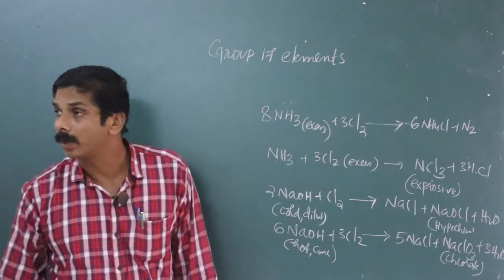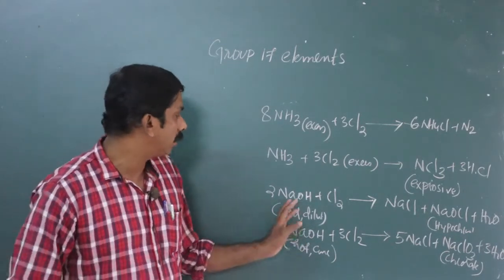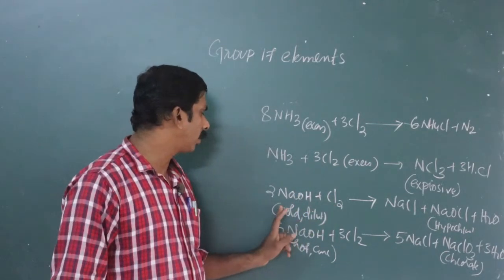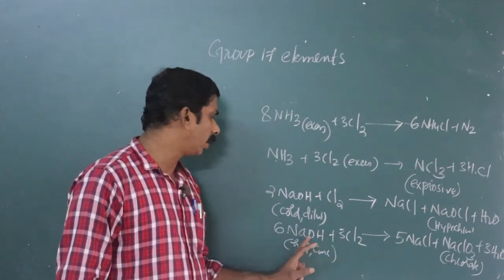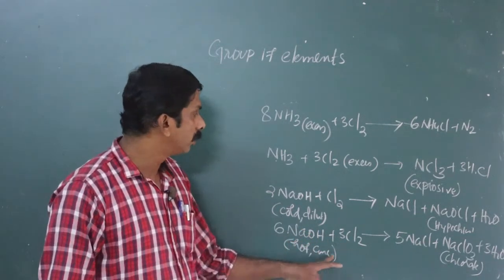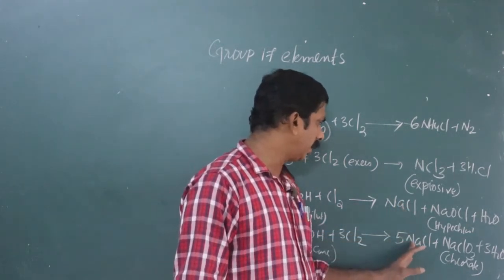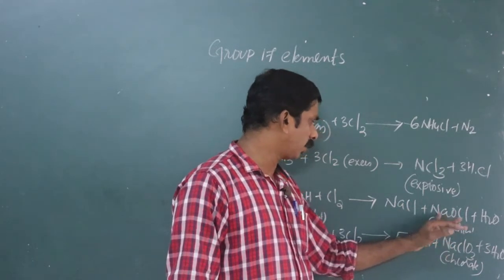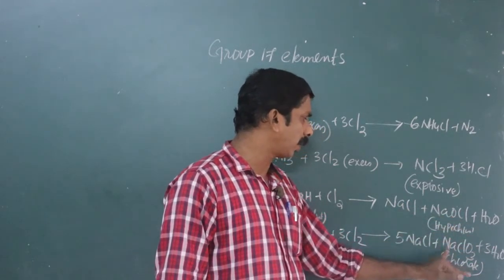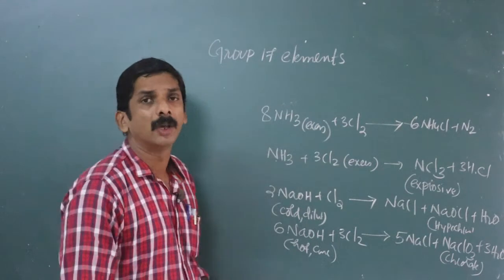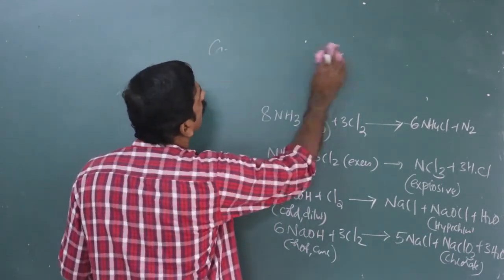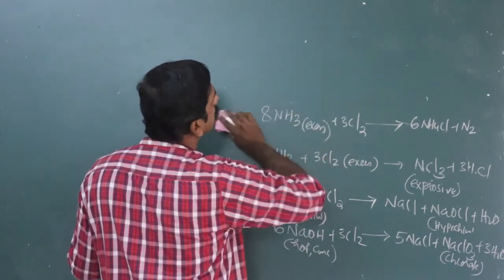This is also important for the examination. With chlorine and a cold dilute alkali, it gives hypochlorite. With a hot concentrated alkali, it gives chlorate. These are the important reactions of chlorine.